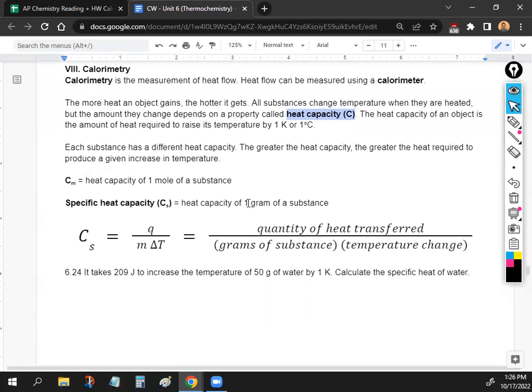Now, the way that we represent heat capacity in moles is C with subscript M, Cm. That's the heat capacity of 1 mole. But typically, we're going to be using a value called specific heat capacity, or specific heat. It's the amount of heat needed to raise 1 gram of a substance by 1 degree Celsius. I'll give you guys some time to copy down the equation below. I'll break down what everything means in a sec, but you're going to need to know that equation.